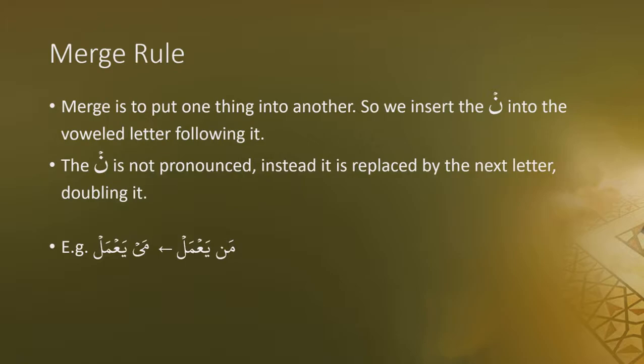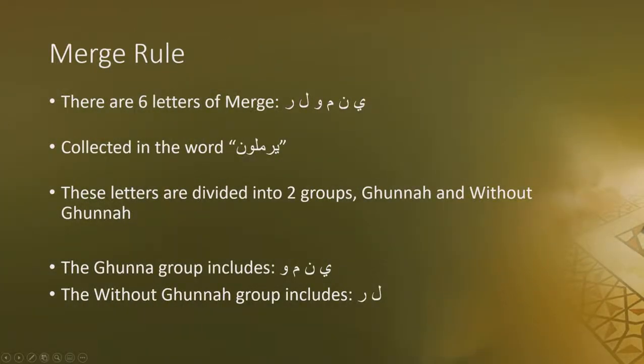Example, Man يعمل. How do I read it? من يعمل. I'll clarify it through further examples, but first I'll give you the letters of merge. There are 6 letters: Ya, Noon, Mim, Waw, Lam, and Ra, collected in the word يرملون. These letters are divided in 2 groups: Ya, Noon, Mim, Waw with gunna, Lam and Ra without gunna.